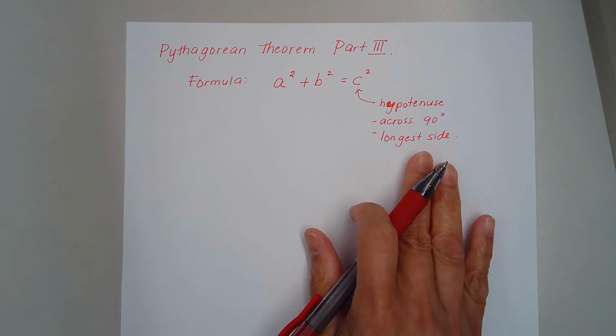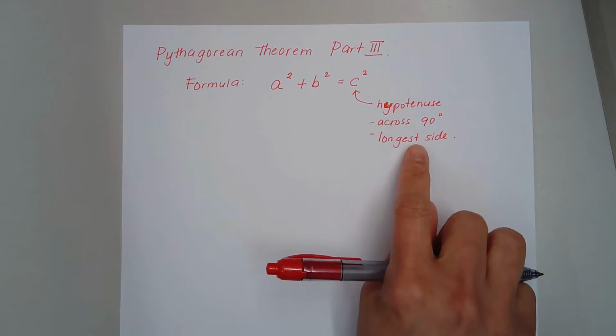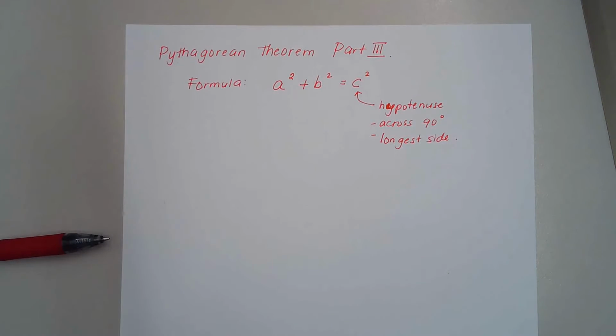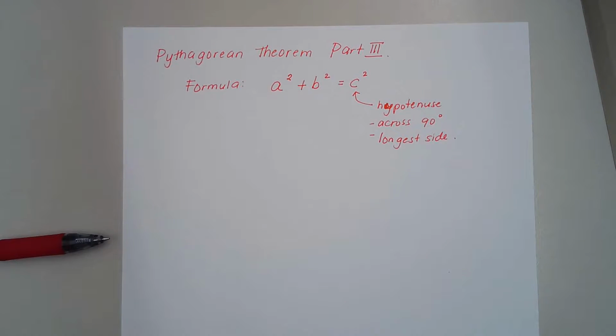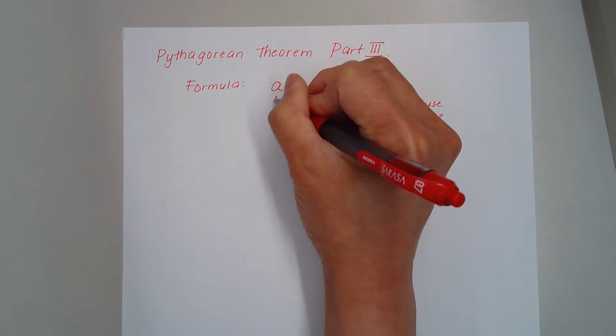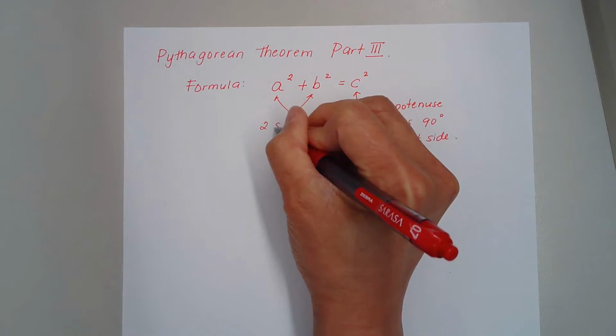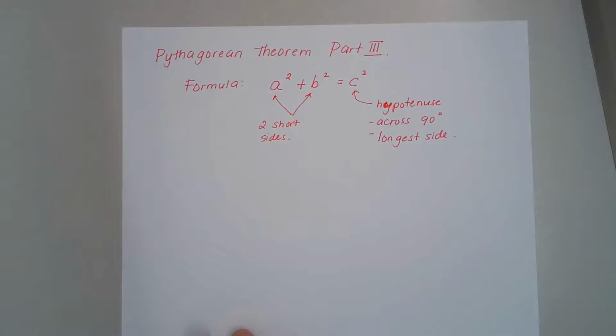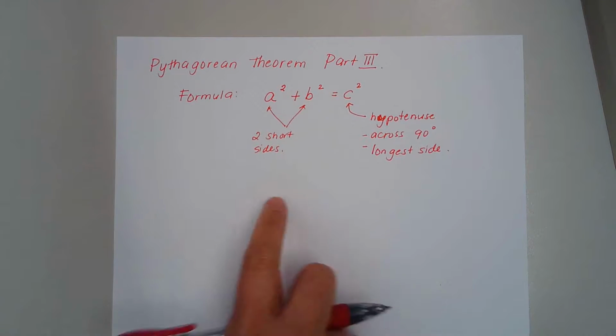And that actually kind of helps us, because when you look at this, you're gonna have two short sides combining forces to be equal to the longest side, right? So A and B are the two short sides. Okay. Yeah.